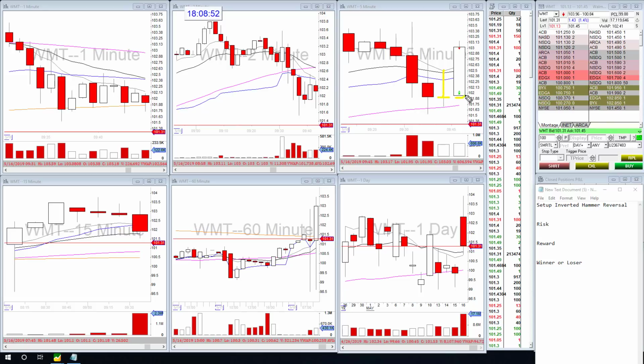I enter long twice because I wanted to go double size here because it was such a great setup, right when the inverted hammer closes. And now, so my risk right here, I get in at 102. I'm risking about 30 cents. Now, how do I partial out?